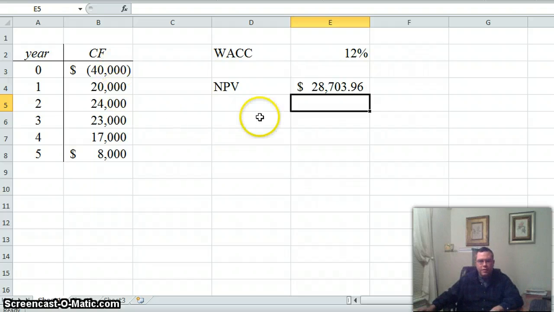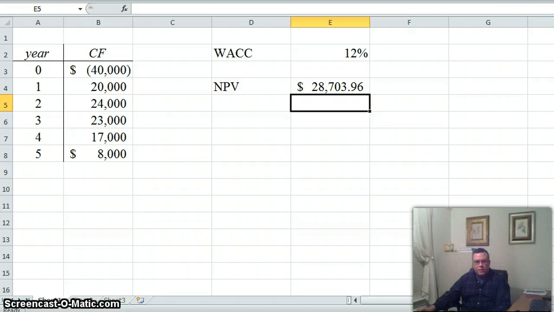And our net present value is $28,703.96. So how do we interpret that? That means there's equity in this project. It's going to add to the value of our company. So our company is going to go up in value $28,704. That's obviously a good thing.